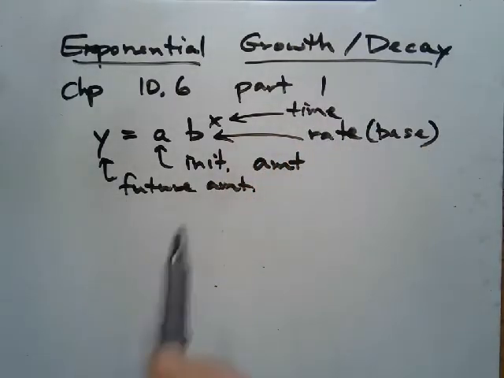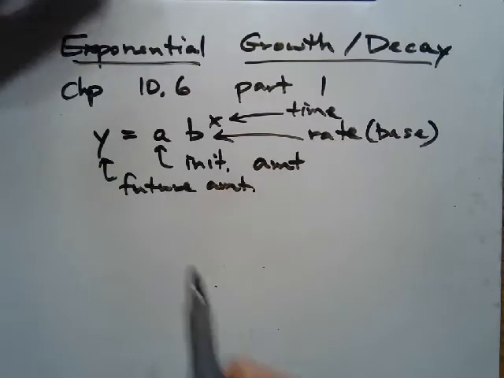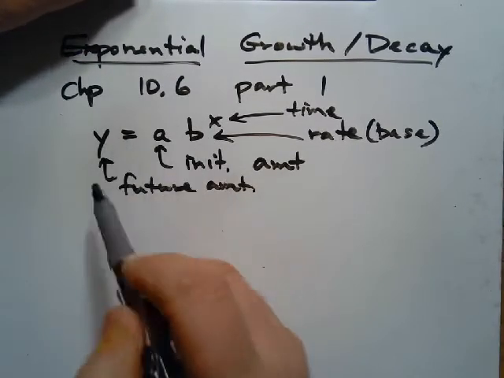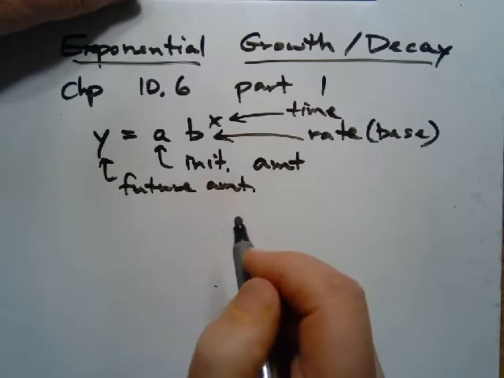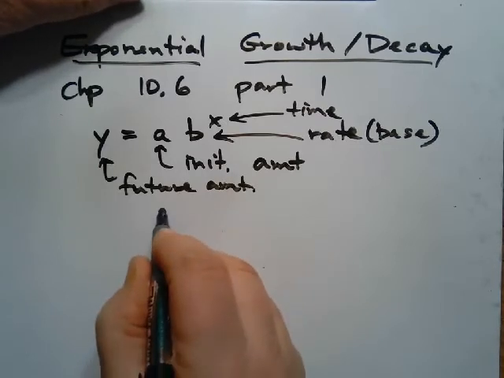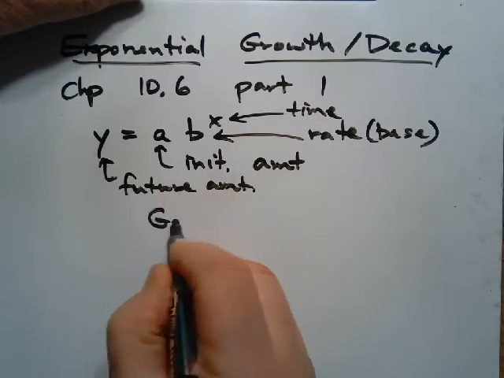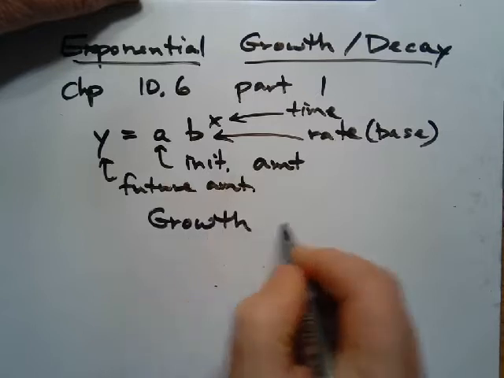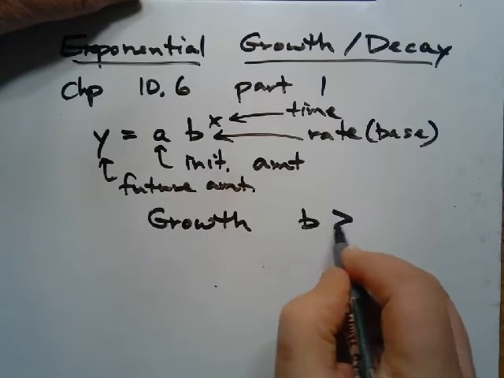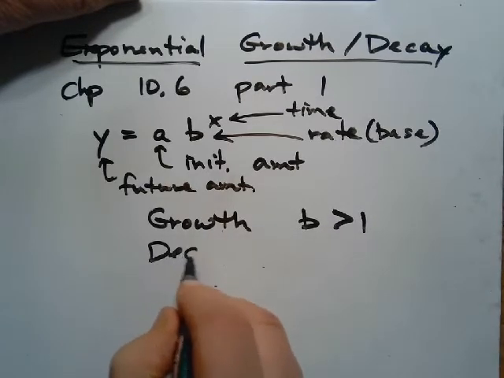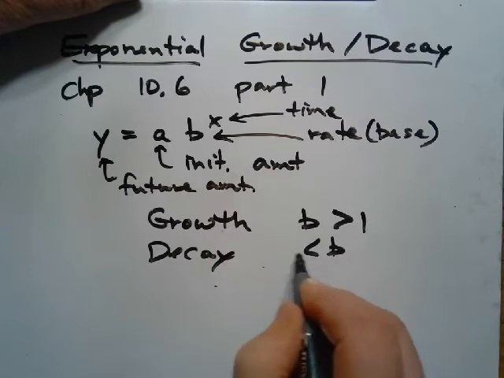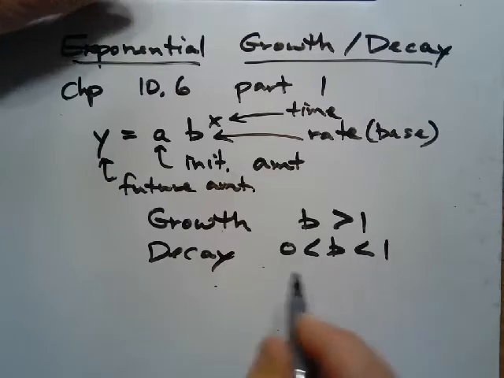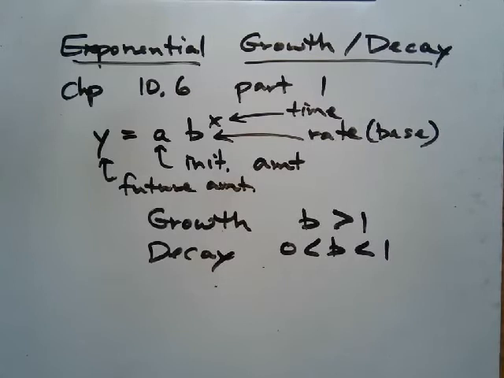Now we're going to be building on this particular basic formula, and all the formulas you're going to get today are based on this same formula here. One of the things we do want to mention is that in growth, the base has to be greater than 1. And in decay, the base has to be between 0 and 1, a common fraction.